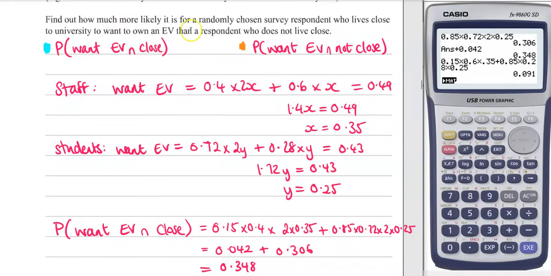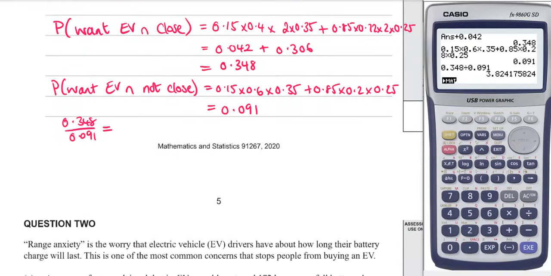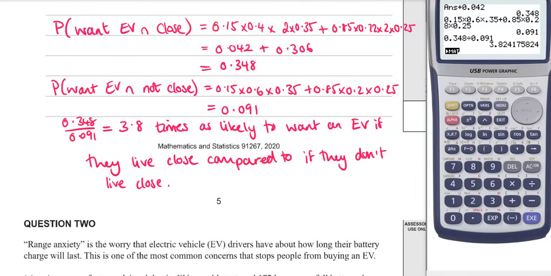So how much more likely is it for the close ones to want the EV than the not close ones? That's 3.8 times bigger. So 3.8 times as likely to want an EV if they live close compared to if they don't. Well done if you followed through that. That was quite a long and tricky one.